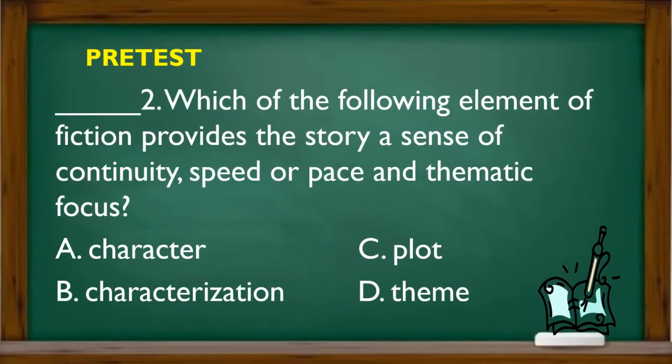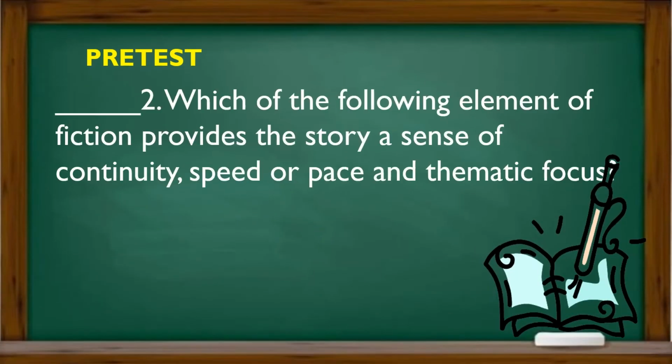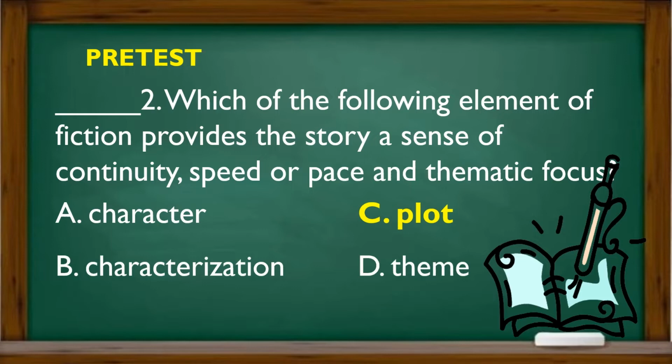Which of the following elements of fiction provides the story a sense of continuity, speed or pace, and thematic focus? A. Character. B. Characterization. C. Plot. D. Theme. And the answer is plot. Very good.